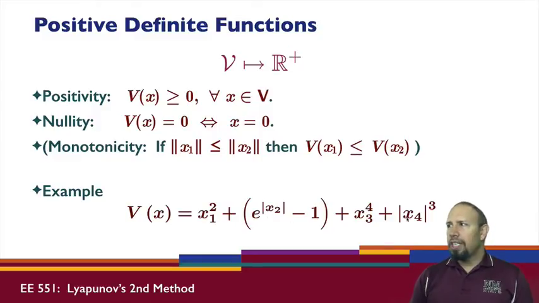Each of these terms is in fact 0 when the x component is 0. And so I can show that I will never get a negative value for any x1, x2, x3, or x4, and whenever each of these elements is 0, the corresponding term is 0. And so I have 0 if and only if all of the elements of x are 0. So we see that this is indeed a positive definite function.